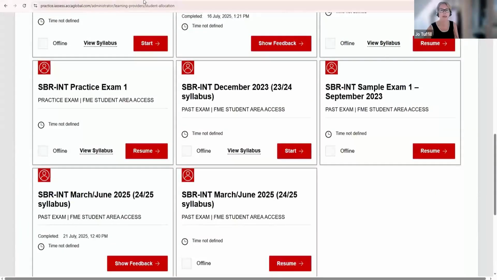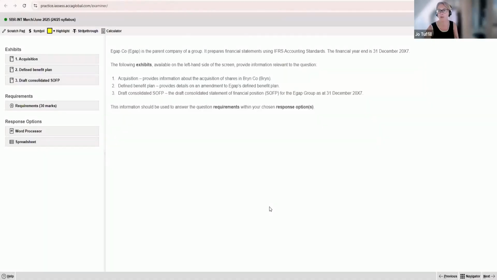So once you resume it, it's already here for me. This question 1 is a typical question 1, and it's asking us to do a change in group structure, a defined benefit plan, and we're also going to be using the pre-populated spreadsheet to put through errors. I thought it'd be good to show you this because this is the type of thing you're going to be doing in your tuition mock, okay?